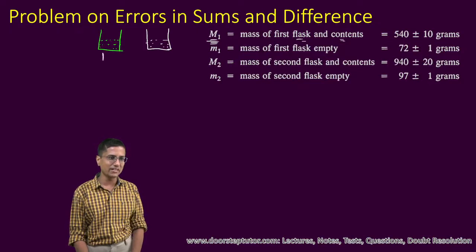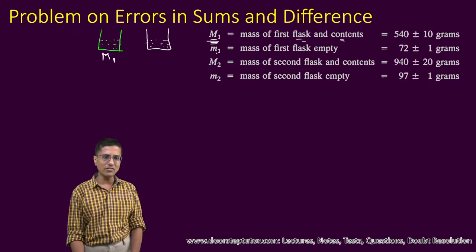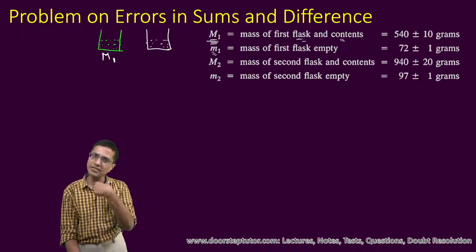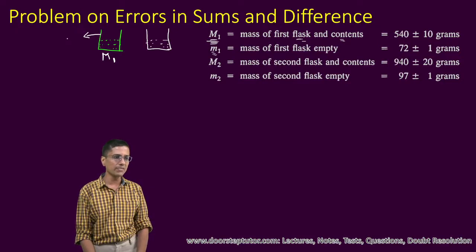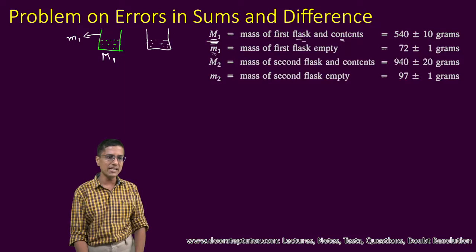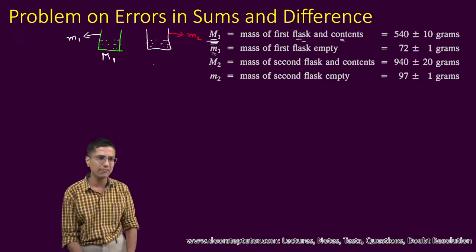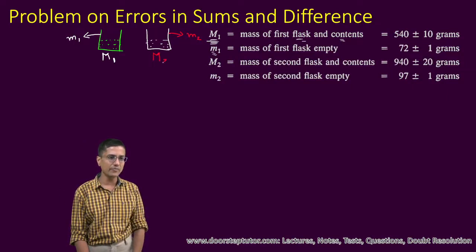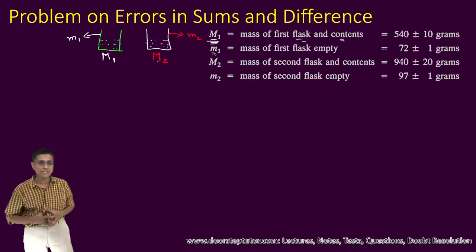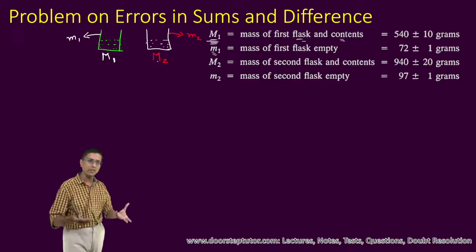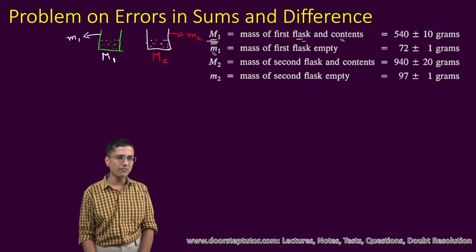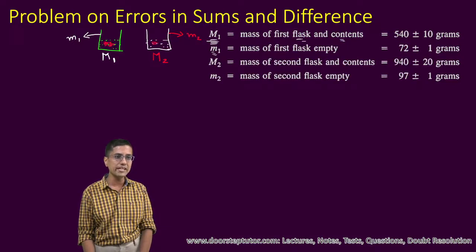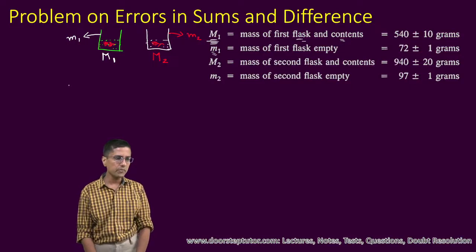This is M1, and he has also measured the mass of the flask itself when it was empty. So only if you look at the mass of the flask, then this is m1. Similarly, this has also been done for the second one. So this is m2, the flask itself, and then capital M2 is the mass of the flask plus the contents. What we need to measure is the mass of only the contents in the two flasks added together. So what would that be?